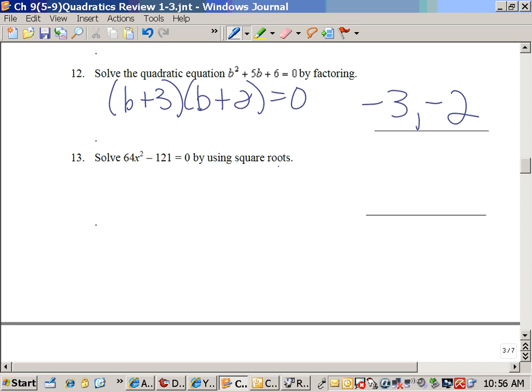Solve by using square roots. When you solve for square roots, you have to get the x squared by itself first. Do not take the square root first. You take the square root last. So I'm going to add 121.